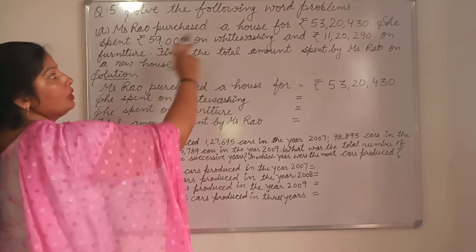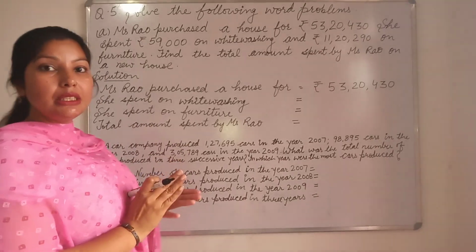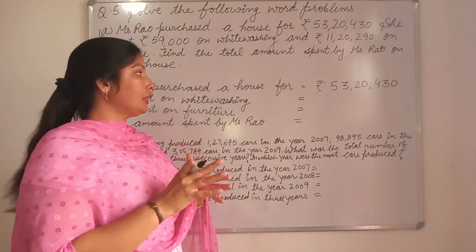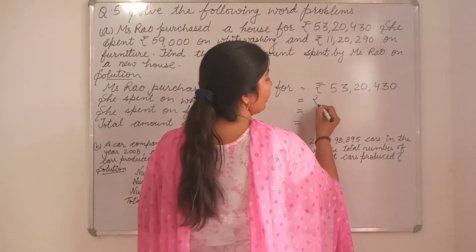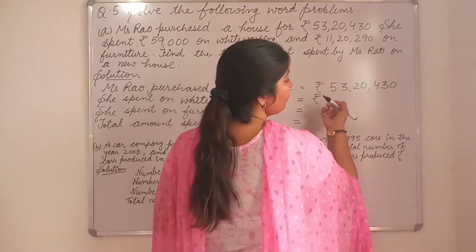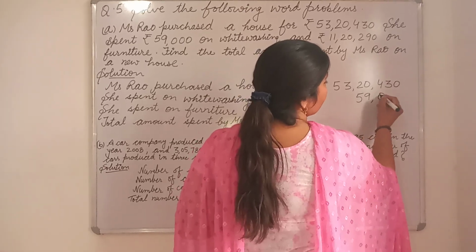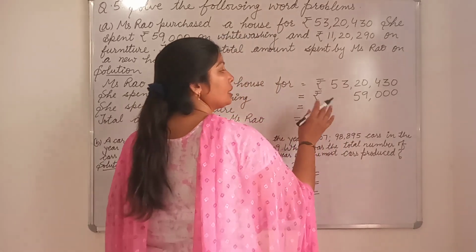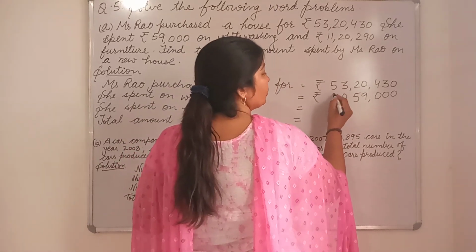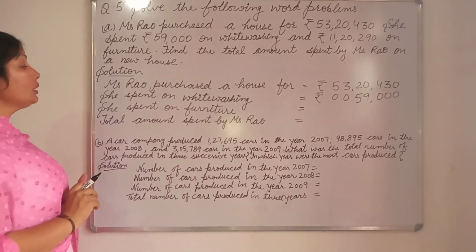Okay, now after that second sentence, she spent on whitewashing. She spent on whitewashing how much? 59,000. So we should arrange the numbers up and down properly in the columns. So now here we don't have lakhs. So the lakhs column will be blank and 59,000. Okay, lakhs will not be there. You can put here 0 0 and otherwise you can leave it. Because lakhs is not there.